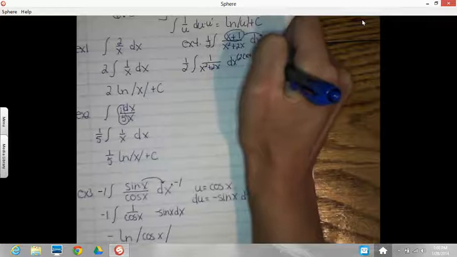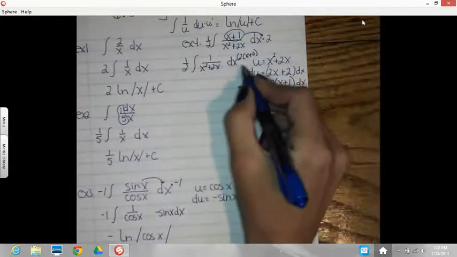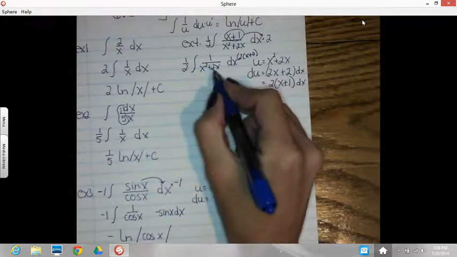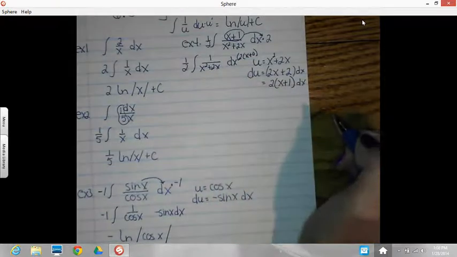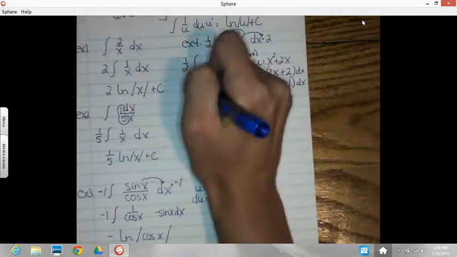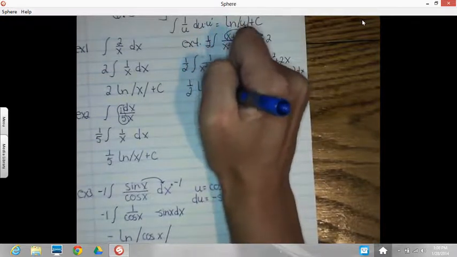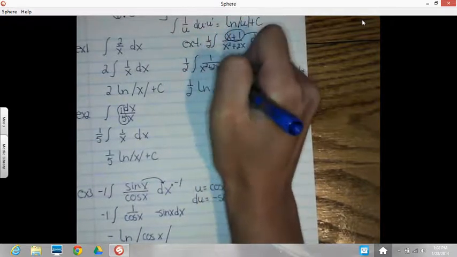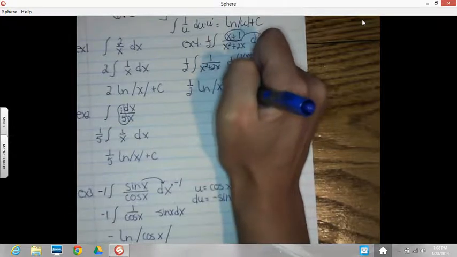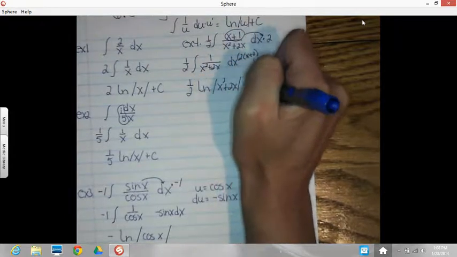here. So all of this gets thrown away. This is a 1 over u prime situation. So the 1/2 carries. 1 over u prime integrates to the natural log of the u. The u is the denominator, x squared plus 2x, plus c. Oh, I forgot plus c down here.